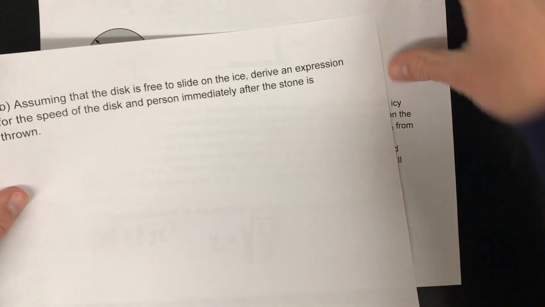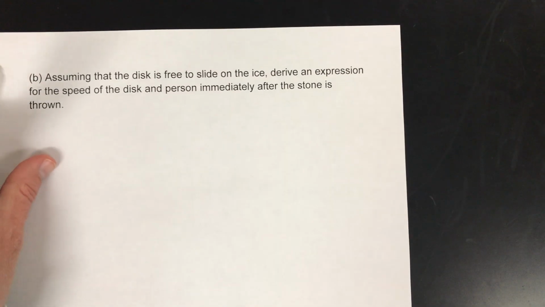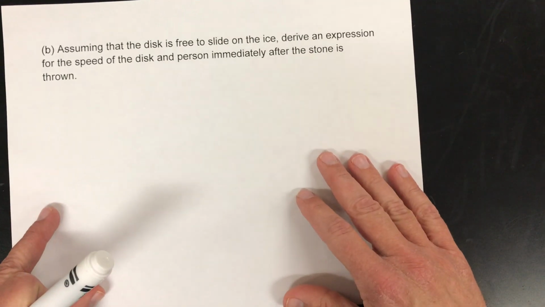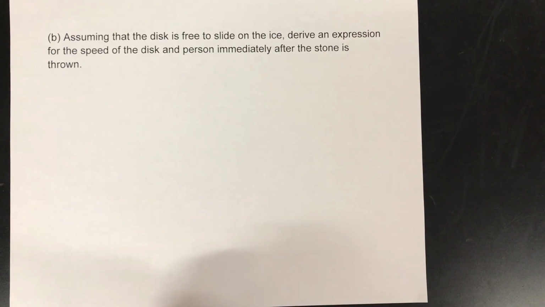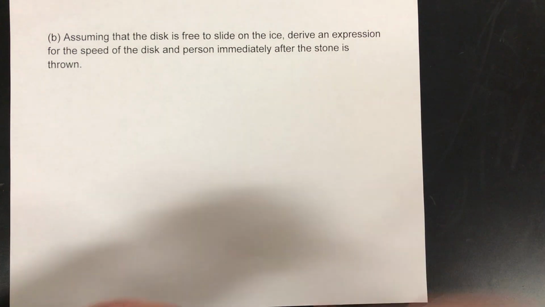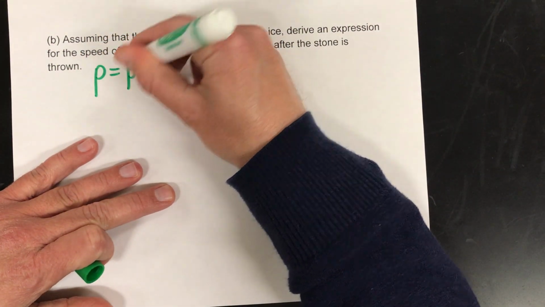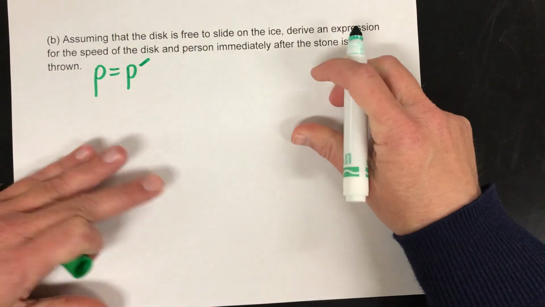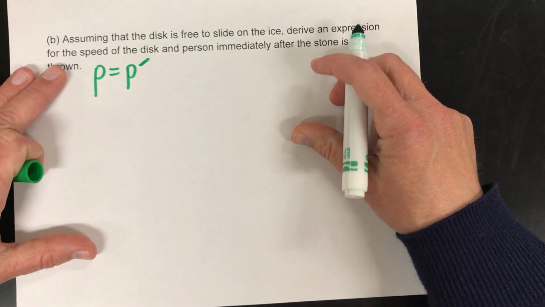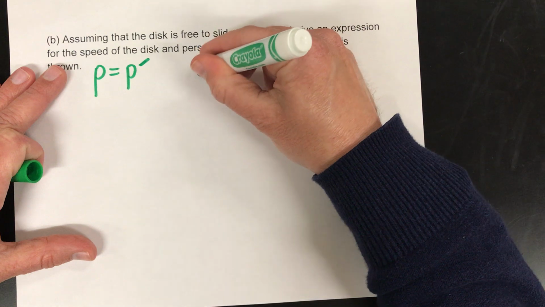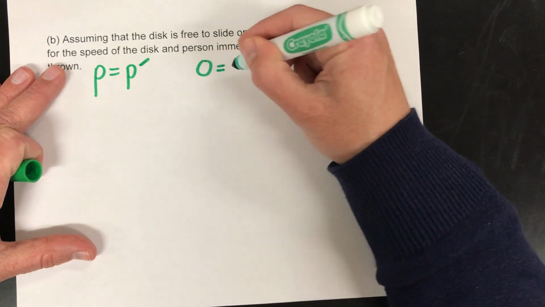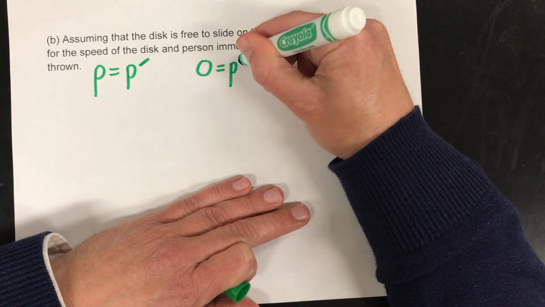Here's where we get into some momentum stuff. It says, assuming that the disk is free to slide on the ice, derive an expression for the speed of the disk and the person immediately after the stone is thrown. All right, so this is conservation of momentum. We essentially have an explosion here. So the initial momentum of the system is equal to the final momentum of the system. Well, the initial momentum of the system is 0. So that means our final momentum has to be 0.